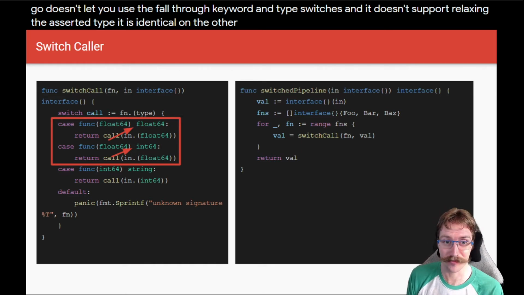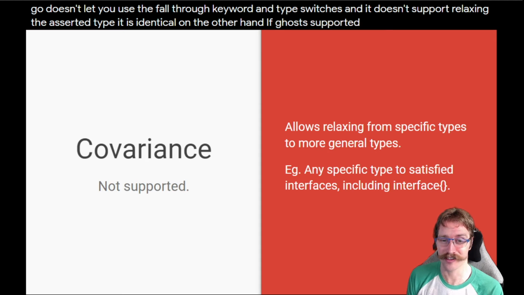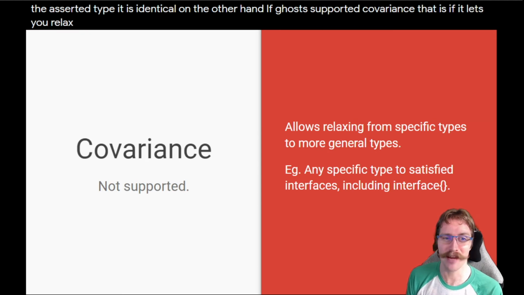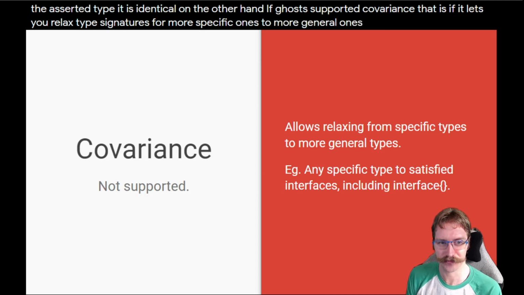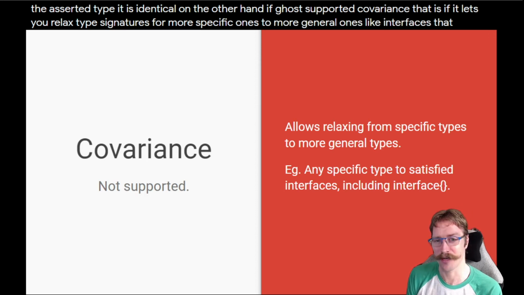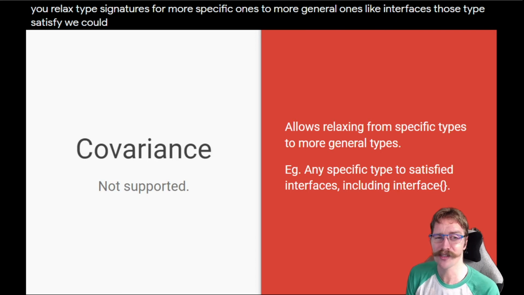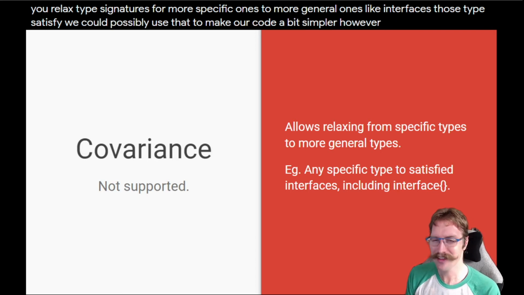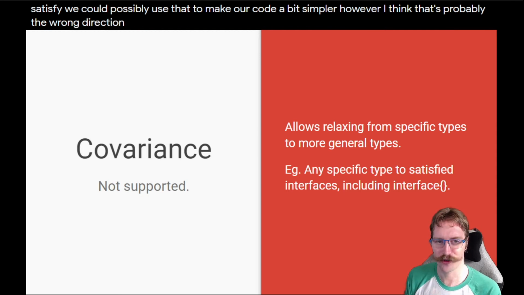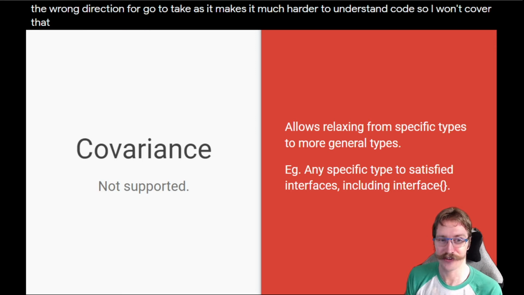On the other hand, if Go supported covariance, that is, if it let you relax type signatures from more specific ones to more general ones, like interfaces those types satisfy, we could possibly use that to make our code a bit simpler. However, I think that's probably the wrong direction for Go to take, as it makes it much harder to understand code. So I won't cover that further.